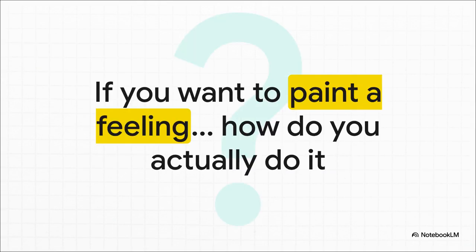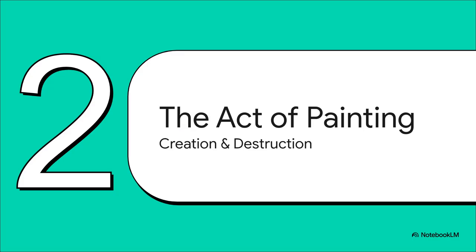us to the big question, right? If you want to paint something as abstract as a feeling, how do you actually do that? How do you make that happen with paint and a canvas? Well, the answer leads to this really fascinating and super physical process. Okay, so let's talk about the physical act of painting here. This whole idea of creation through destruction.